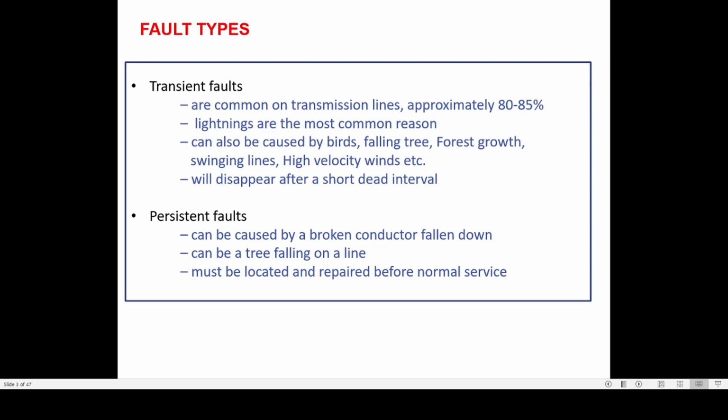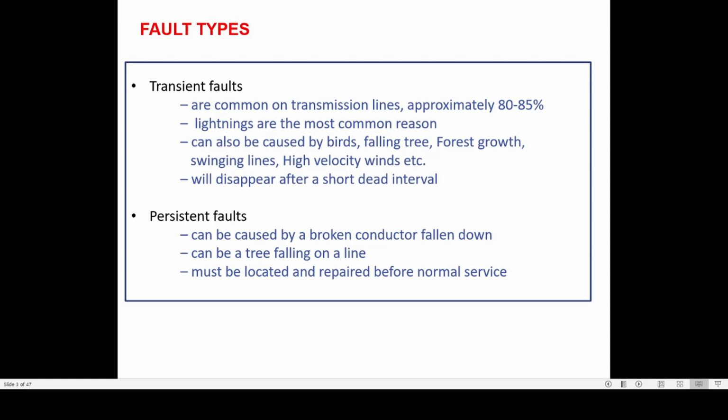Transient faults are basically those faults which disappear after short-lived intervals, and they are caused mainly due to lightning overvoltages, which may lead to insulation flashover and then lead to single line to ground faults. They may also be caused by falling trees or forest growth or swinging lines. But remember, swinging lines will generally lead to phase-to-phase faults as compared to phase-to-ground faults.